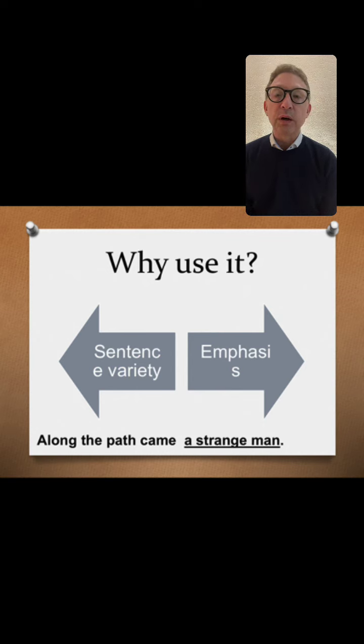So if you look below, here's an inversion: Along the path came a strange man. And so when we invert it, the emphasis falls on the strange man. Although this is a traditional understanding of why we use it, I'm not convinced that if I say a strange man came along the path, it's any less emphasized. But that's another debate for another time. In theory, it's meant to provide emphasis on something that you'd like to highlight.